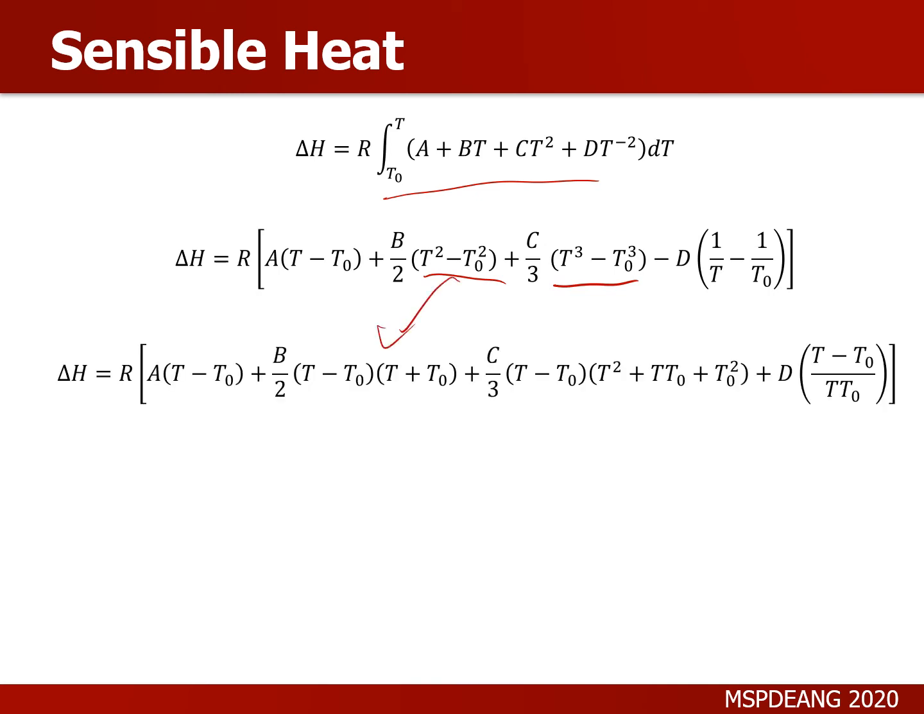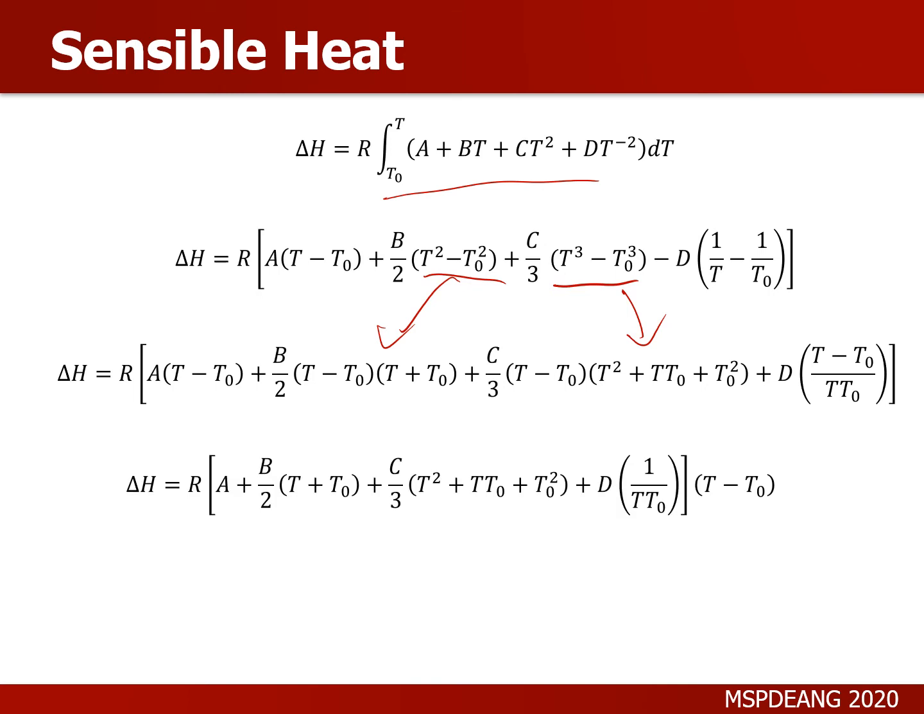Ayan, so ito, in-expand natin. And pansin nyo, you can now factor out T minus T0. Factoring out T minus T0, you can get delta H is equal to R times this whole expression times T minus T0. And the maganda sa form na to, as you can see, you will get a form such that delta H is equal to Cp mean times delta T, where Cp mean here is the average heat capacity of the gas between the two temperatures T0 and T. And this is useful for iterative calculations.